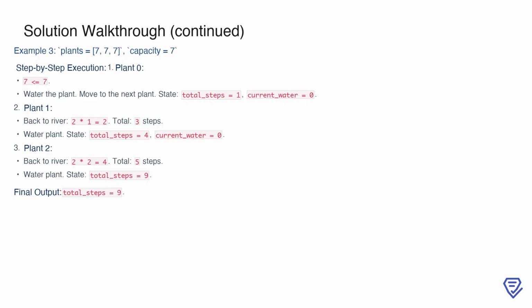Finally, at plant 2, we again need to return to the river. Since the plant index is 2, the round trip takes 4 steps. After refilling, we water the plant, adding 1 step, for a total of 5 steps. The final total_steps is 9.